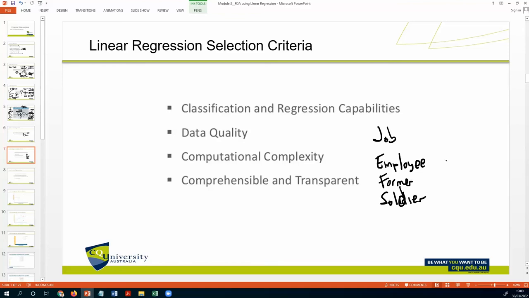We cannot do this in the regression. We need to change it into dummy variables. We put here employee, farmer, soldier: 1 0 0, 0 1 0, 0 0 1. This is how we deal with classification data or categorical data. So we do what we call dummy variables.